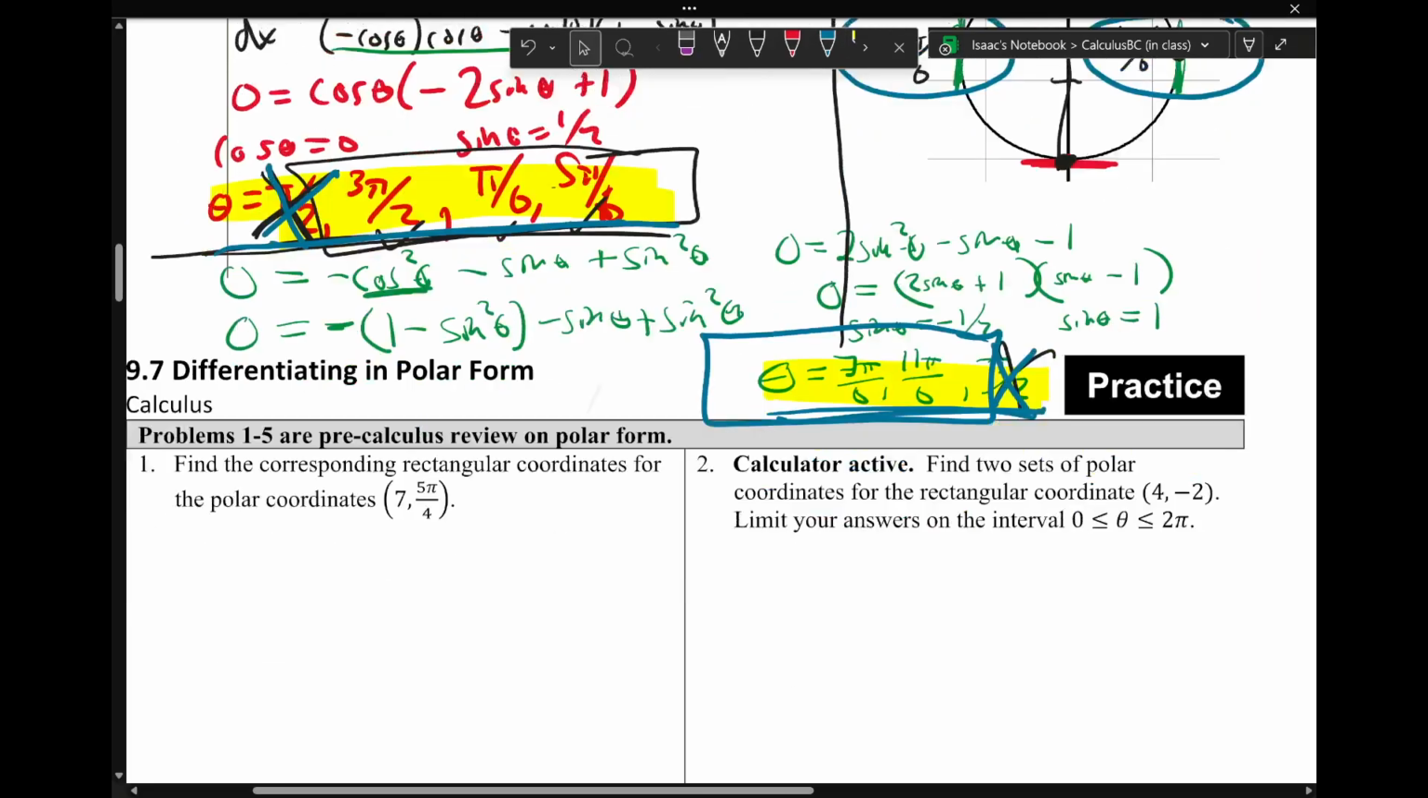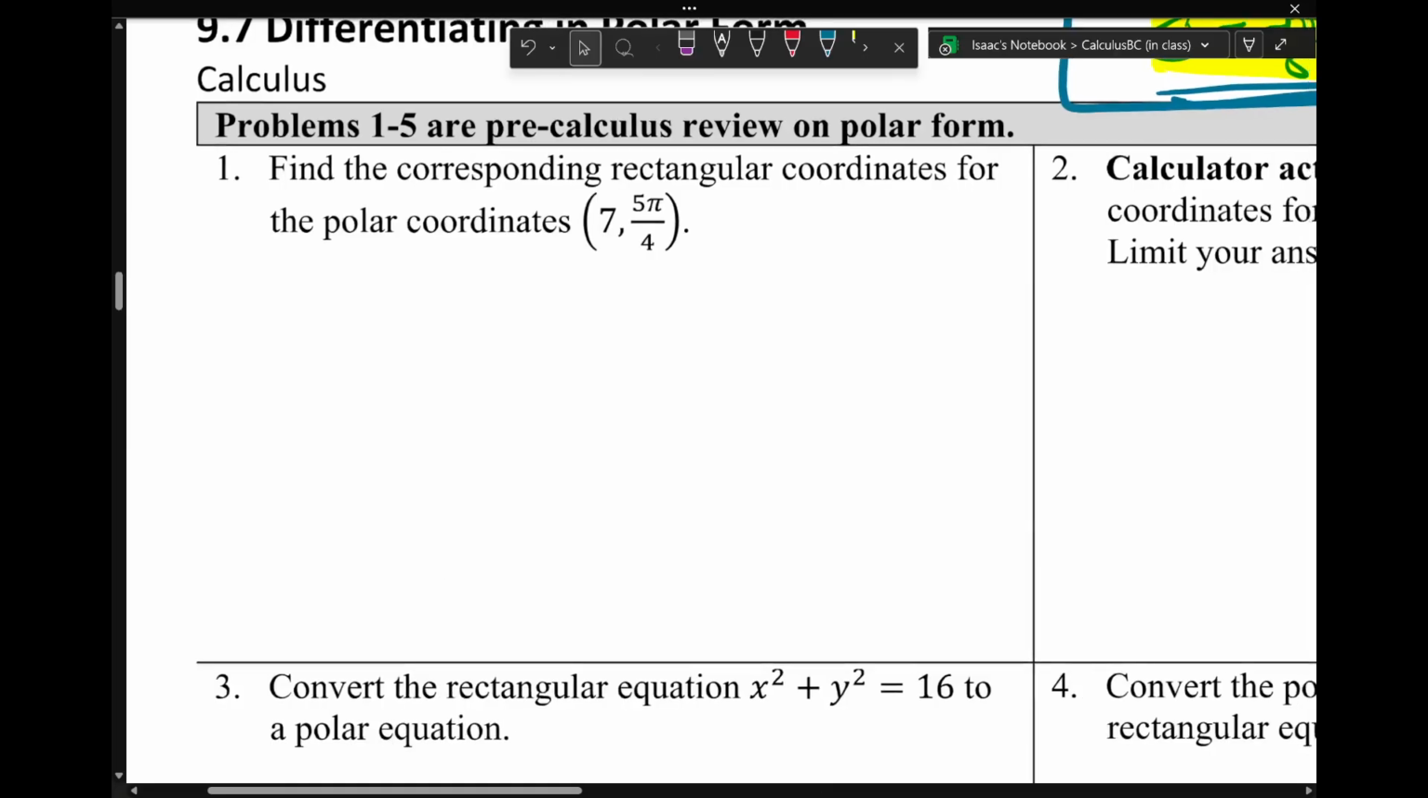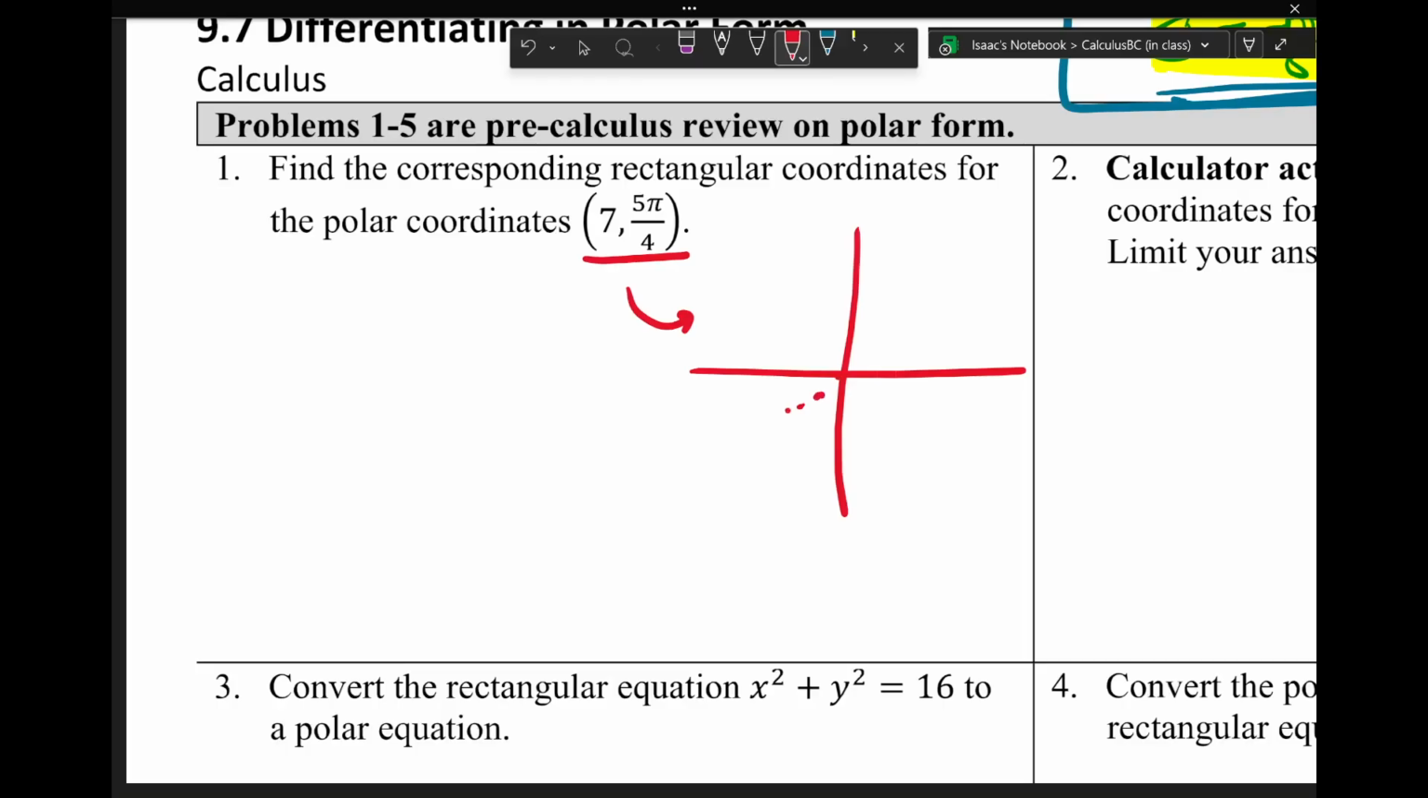Okay, so as a group here, let's start off together. And all right, question 1. Find the corresponding rectangular coordinates for 7, 5 pi over 4. Now again, what this looks like is it basically means you travel a distance of 7 at this angle. So if you know where 5 pi over 4 is, if you went 7 in this direction, that's the point that they're talking about. This is 5 pi over 4.